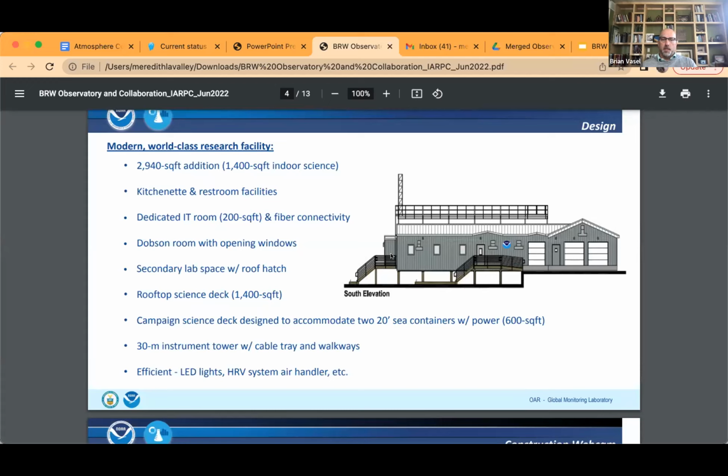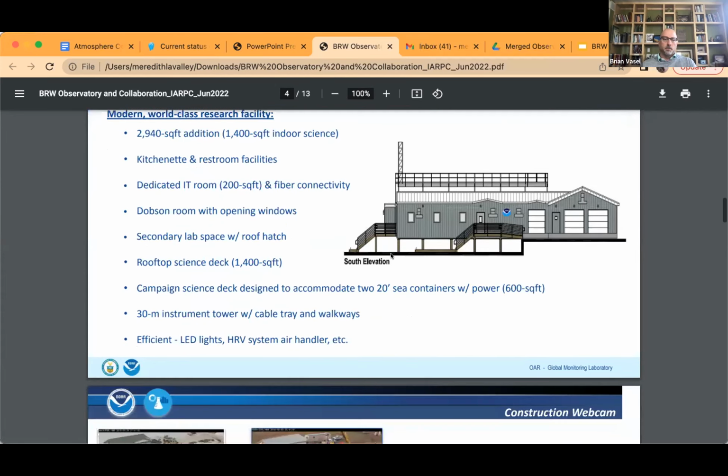We wanted to up our science space. We wanted a kitchen and bathroom facility. The old building had no running water, so we wanted to fix that for our staff and for our visitors and visiting scientists. We wanted to bring the building up to IT standards, have a dedicated IT room, a server room with cooling, bring fiber connectivity to the building, and support our science mission a little bit better. So next slide, I'll talk about most of these.